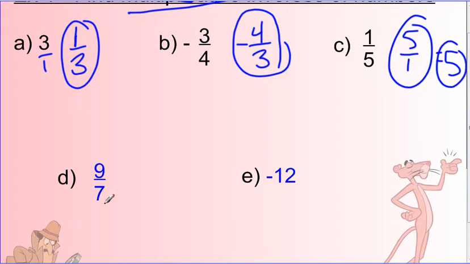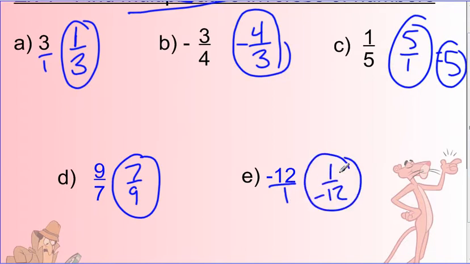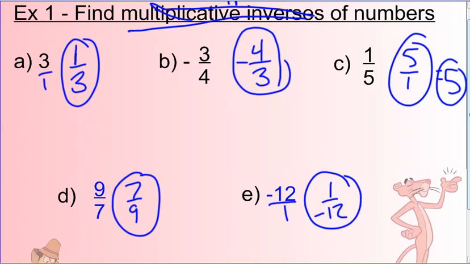Okay, so letter D. 9/7, you flip it, you get 7/9. Letter E, we're going to turn that into a fraction, then flip it, and we're done. That is a reciprocal. That's going to be used when we're dividing fractions. It's also going to be used for a couple other topics later on in the year. But for now, dividing fractions is when it's used.